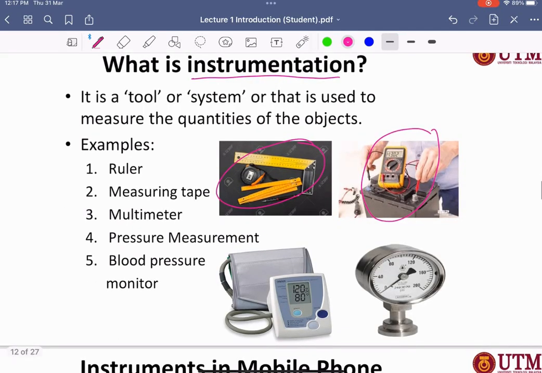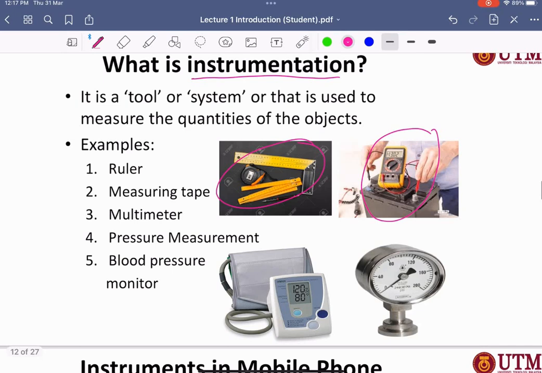And then the other instrumentation, the blood pressure monitor, and so on. If you look at the instrumentation, all have a scale. It shows you the value that you want to measure.